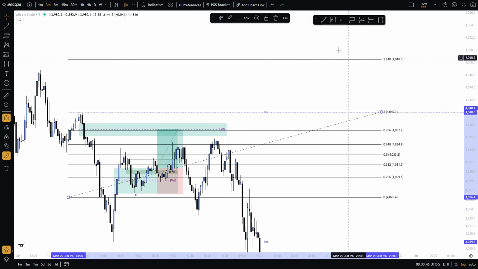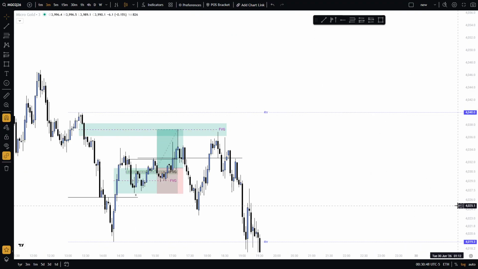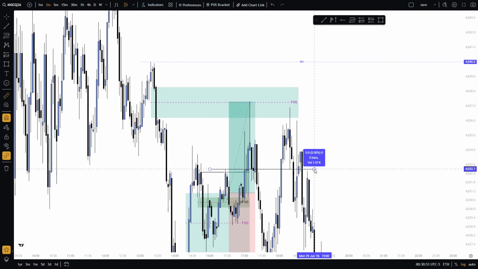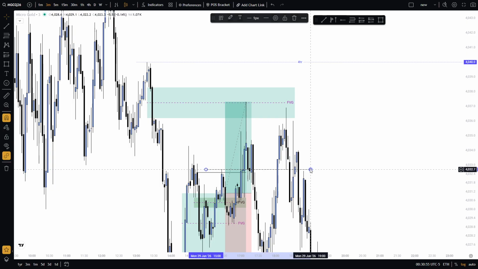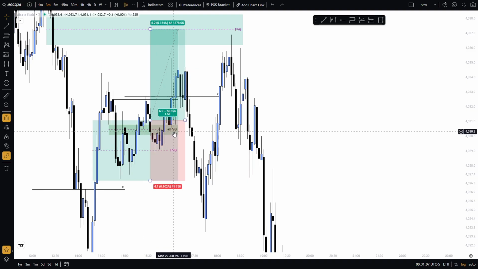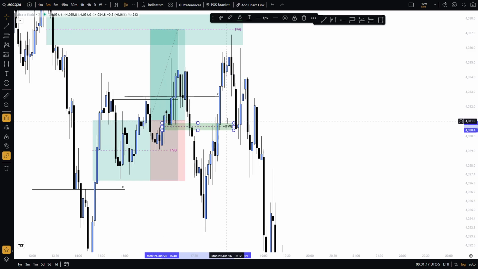Let's remove this zone for now. No longer need that. So this line represents a 1 hour sweep. So liquidity was swept here, and let's reuse some of these markups. We got an inversion.